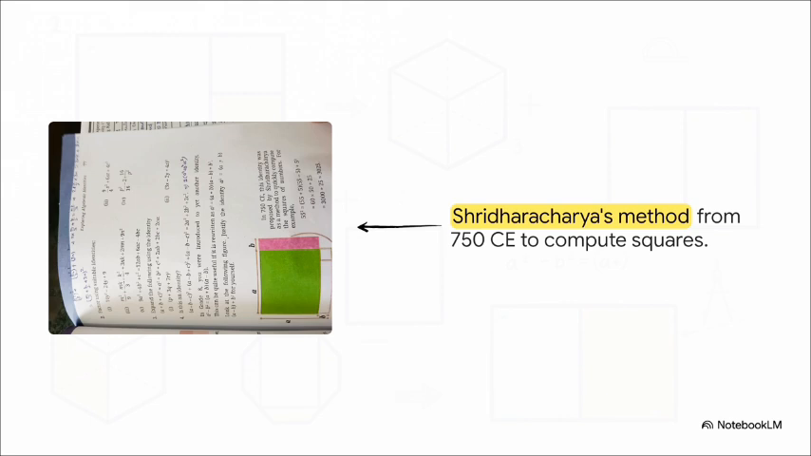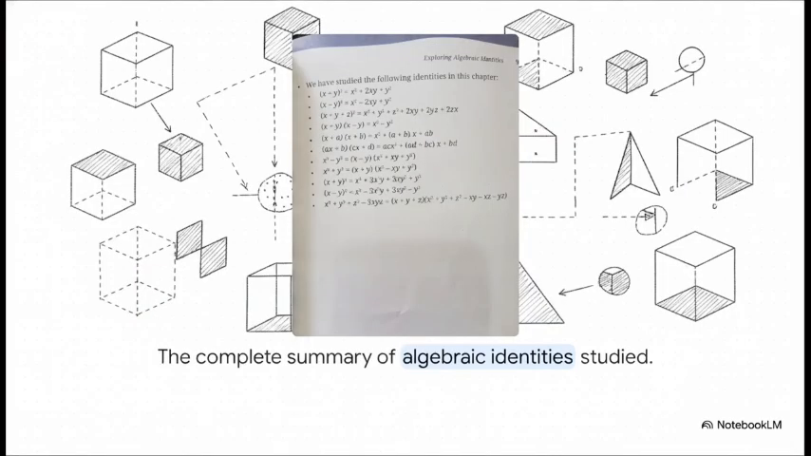You just do 55 plus 5 times 55 minus 5. That's a super clean 60 times 50, which is 3,000. Then you just add the square of your offset, 5 squared, which is 25, and boom, 3,025. He was literally using the geometry of identities to shortcut arithmetic centuries ago. How cool is that? So, bringing it all together, here's the complete summary list of all algebraic identities studied in the chapter.